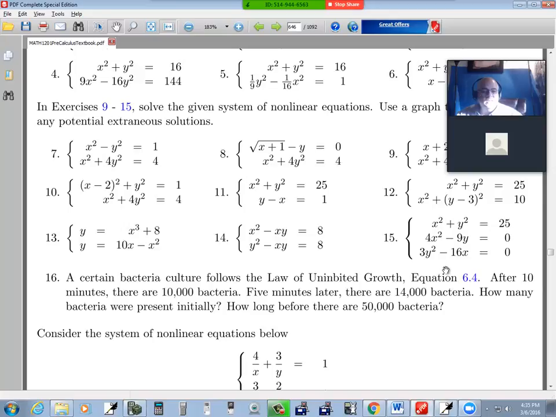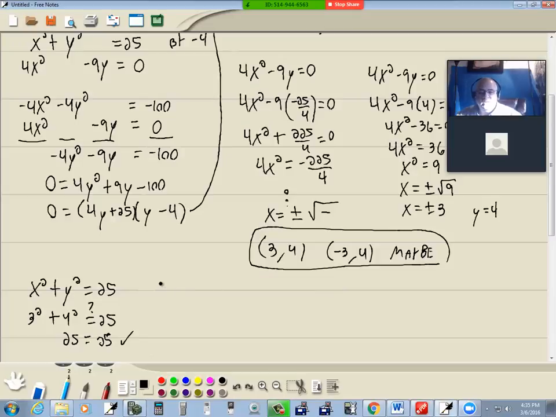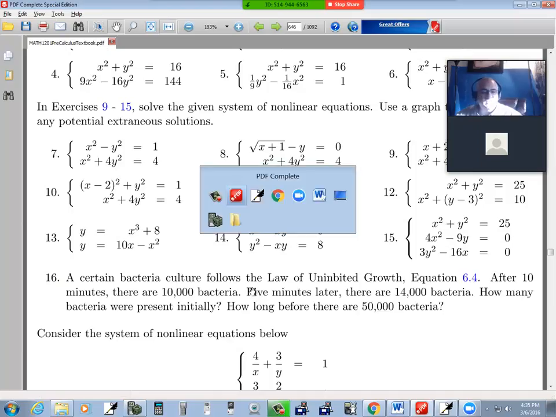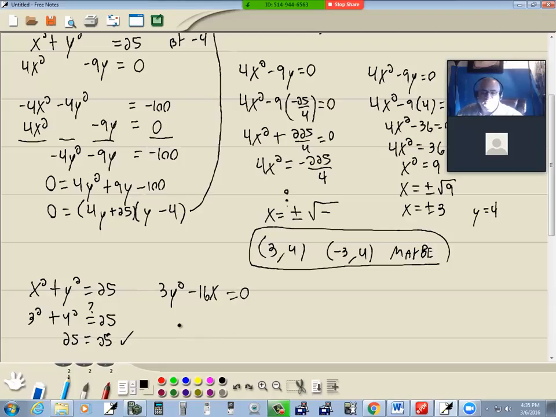The 3y squared minus 16x equals 0. So we'll start with our first point. Plug this in for x, plug that in for y. So I got 3 times 4 squared minus 16 times 3. And we're wondering if that gives us 0. That's 48 minus 48. So that one works. So that one is one of our answers.